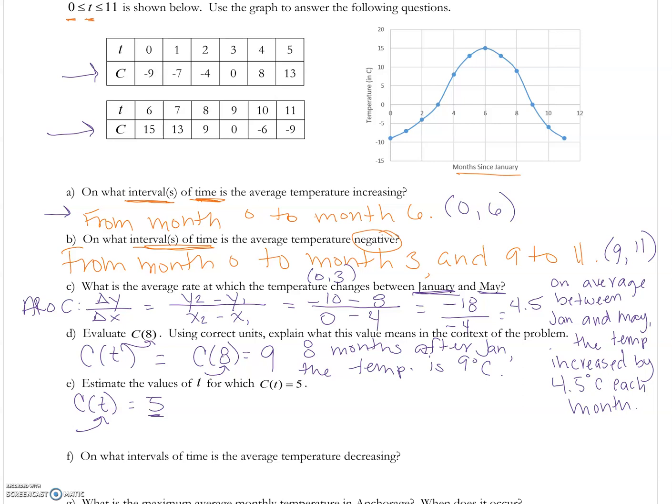So now I go to my graph. 5 degrees on the y-axis happens here, and I'm looking straight across my graph to see what months that would happen in. So I see it happening once, twice. So I would estimate that t is maybe around 3.5 for this first point, and maybe around 8.5 for the second point. I'm not going to be super picky if you have to estimate, as long as you're clearly in the ballpark.